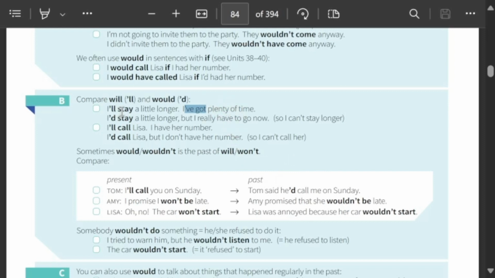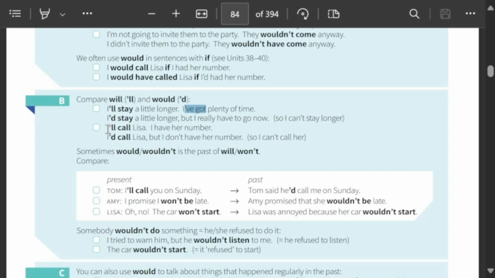So I'll stay a little longer is something you have just decided to do. I'll stay a little longer. I've got plenty of time. Now look at this other situation. I would stay a little longer, but you see, there is a problem. I really have to go now. So I cannot stay longer, see?